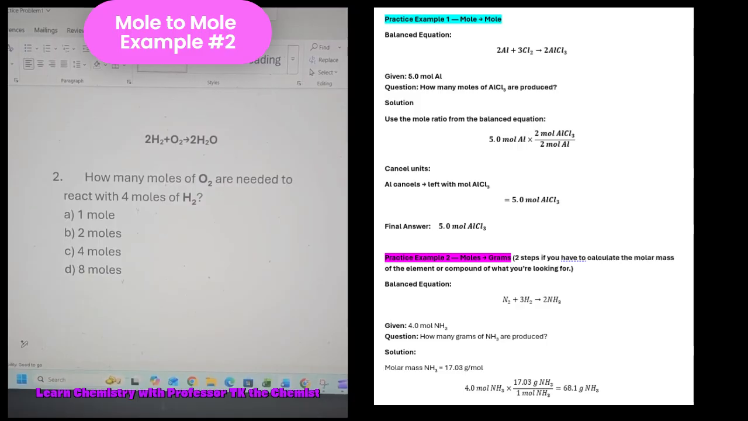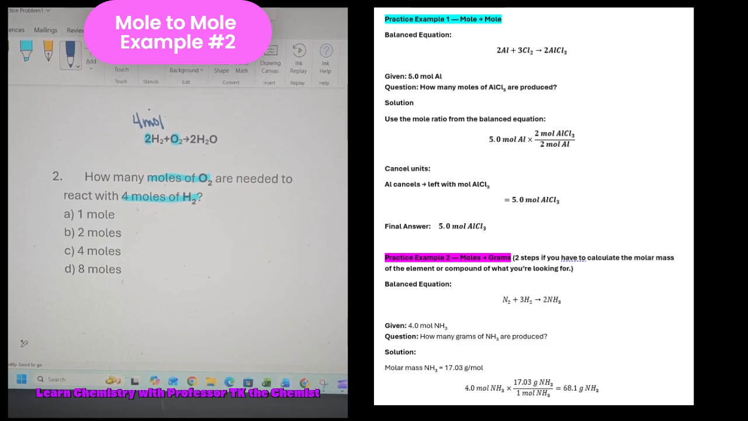How many moles of oxygen? Now, in this case, they're asking you for oxygens. How many moles of oxygen are needed to react with 4 moles of hydrogen? Okay, they're talking about oxygen and hydrogen. We don't care about water. So what they gave us was 4 moles of hydrogen.